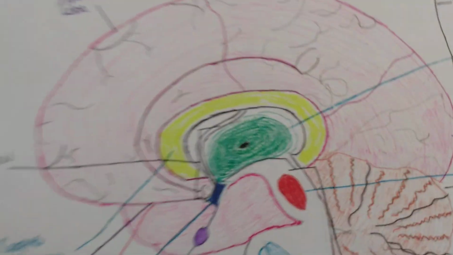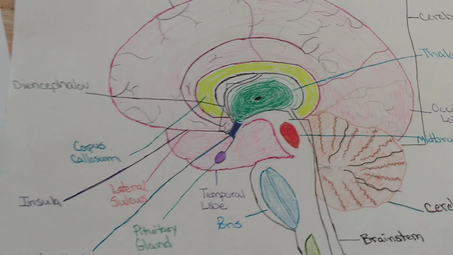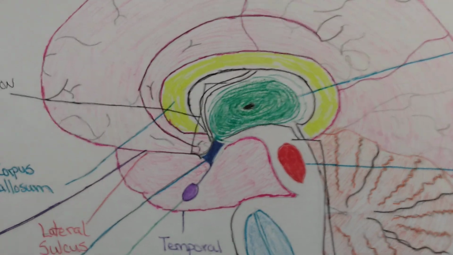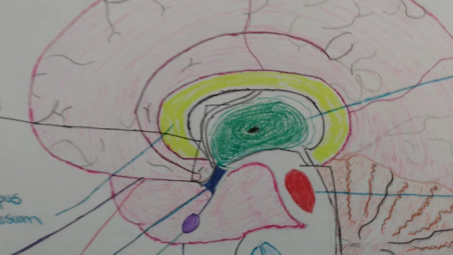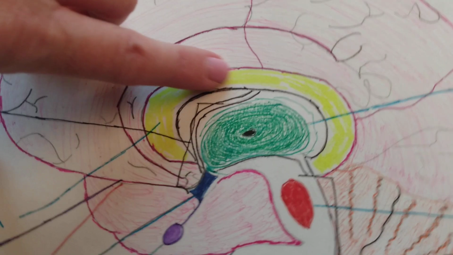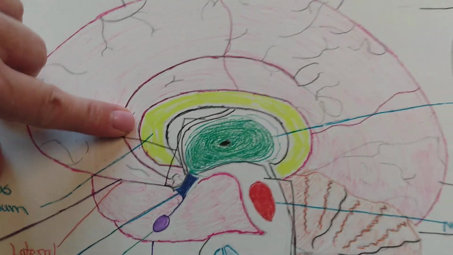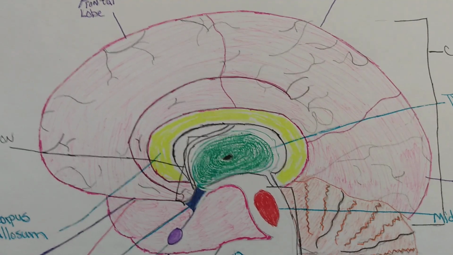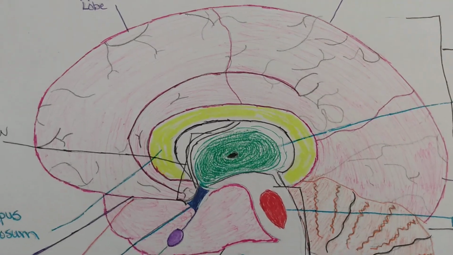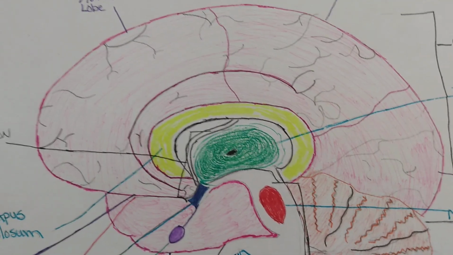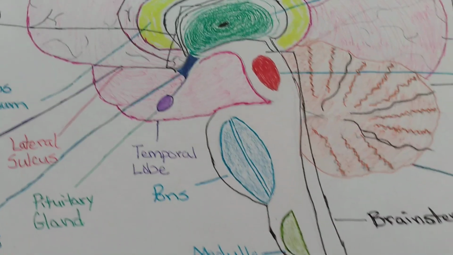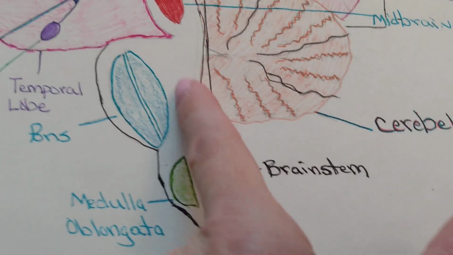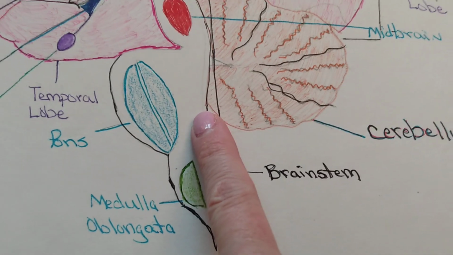Now the other ventricles aren't that easy to see. The third ventricle is actually located deep in the brain. It's inferior to the corpus callosum. And this yellow spot you see here is what I have demonstrated as the corpus callosum. So the third ventricle is inferior to the corpus callosum. The fourth ventricle would be located between the pons and the cerebellum. So somewhere in here between the pons and the cerebellum.